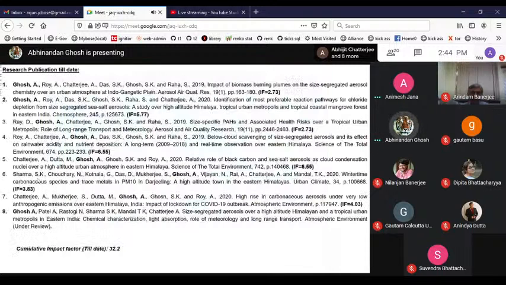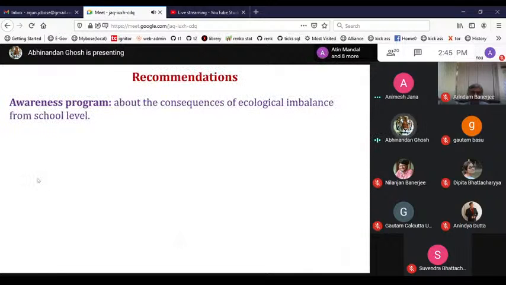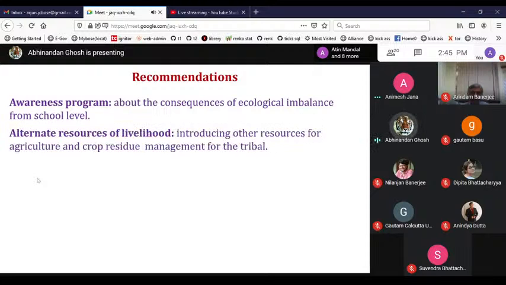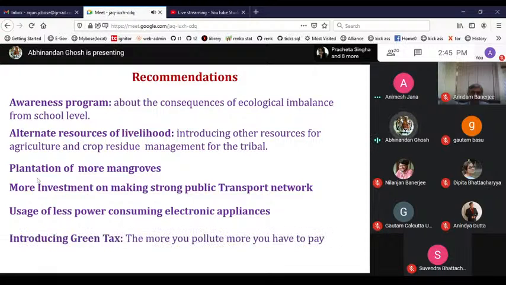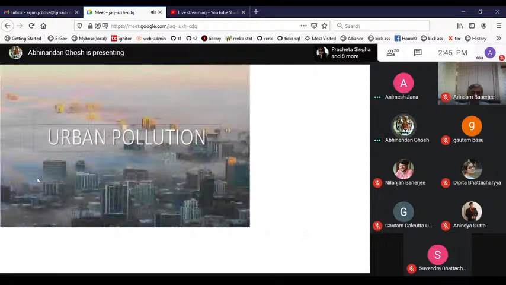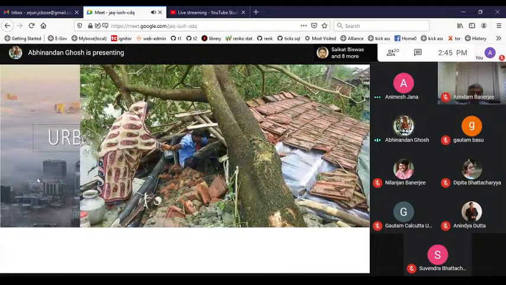These are some outputs I have produced till date in the last 5 or 5.5 years, and some recommendations like awareness programs from school level, some alternate resources of livelihoods, plantation of more mangroves, more investment on public transport, usage of less energy-consuming electronic appliances, and introducing green tax, because I firmly believe that we, the so-called privileged urban people, are doing this nonsense, and these people are actually facing the consequences.